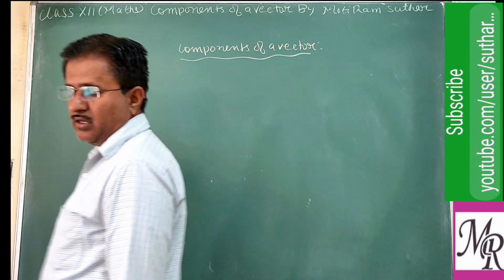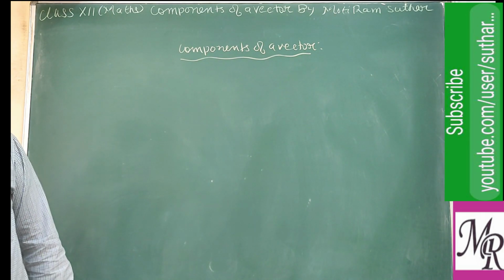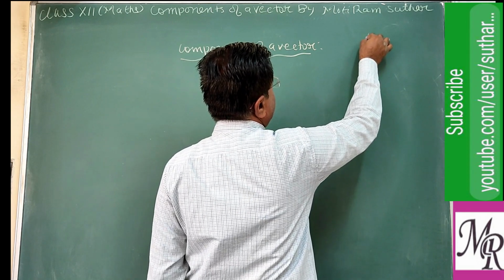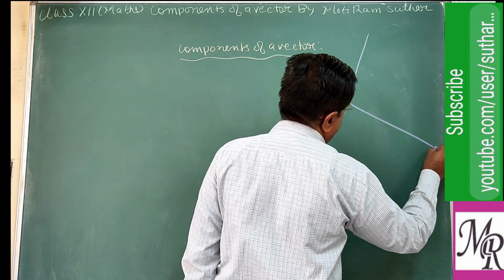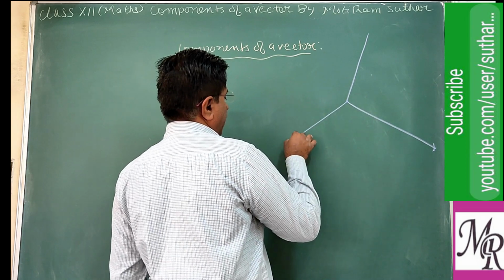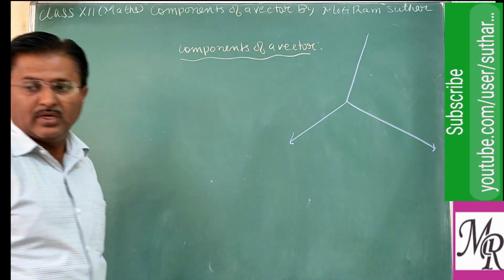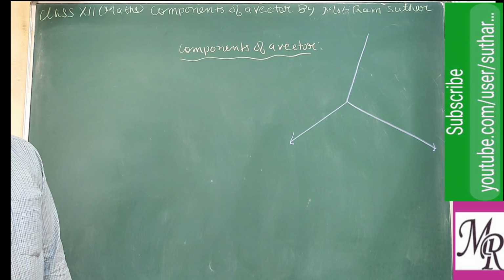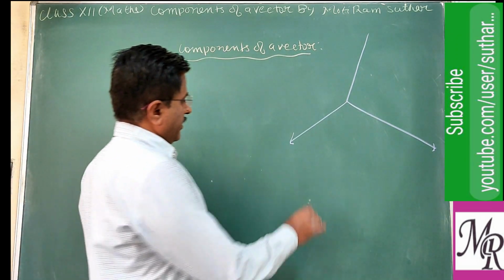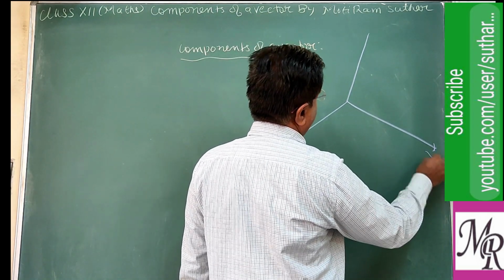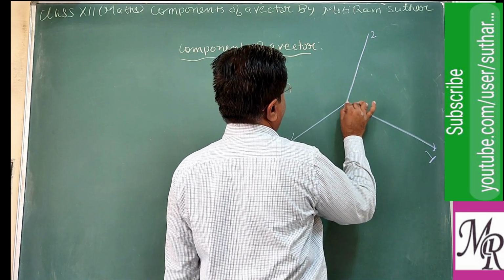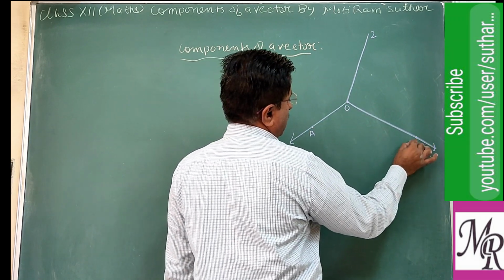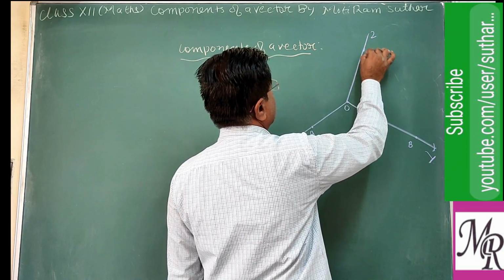So we take the topic components of a vector. Let us take the points. We are taking 3 points in the Cartesian system in 3-dimensional geometry, that is x, y, z. This is x, y and z, and this is the origin. Now suppose we are taking 3 points on the coordinate axes.